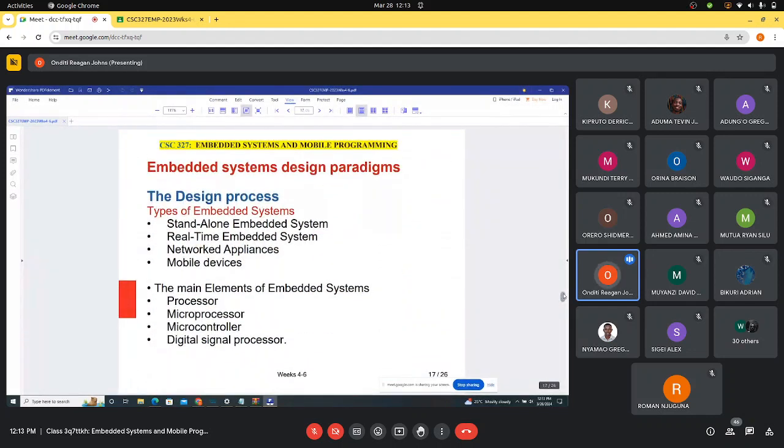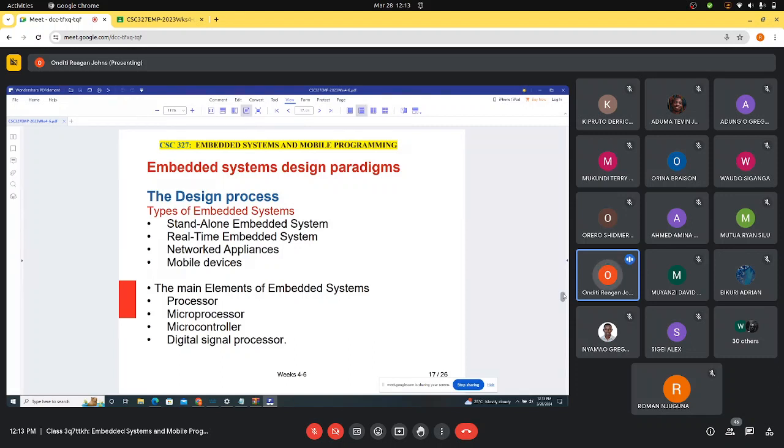So, embedded system design process. There are types of embedded systems, which is very important. We have what we call a standalone embedded system. We have what we call a real-time embedded system. We have what we call networked appliances embedded system and mobile devices embedded systems. So each and every type of embedded system is implemented in its own way.